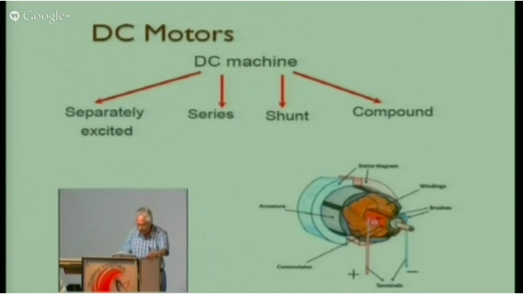And there is a very important part called the commutator. The part wherein it is there, that is the armature. But the commutator is a very, very important part of a DC machine. What does it do? Can anybody tell?